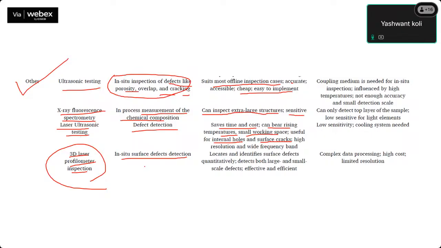So in situ means we are actually using two or three sensors, and with the profilometer we are using it during the fabrication process. So it locates and identifies surface defects quantitatively. It detects both large and small scale defects, effective and efficient.